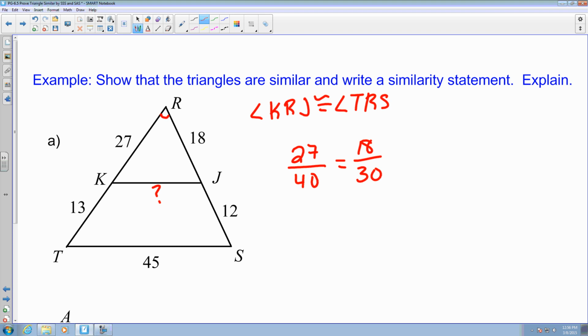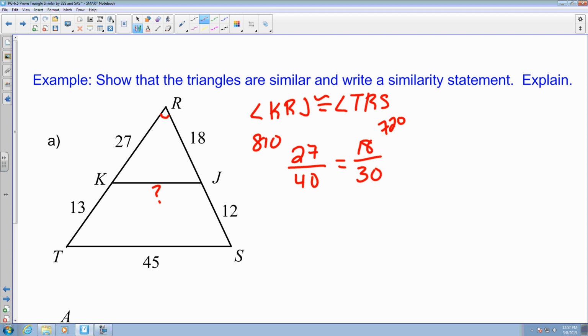So if I take 27 over 40 and reduce that, I'm just cross multiplying: 40 times 18, and 27 times 30 is 810. Let's see. Right now it's looking like they are not proportional, but let's take a look at this.